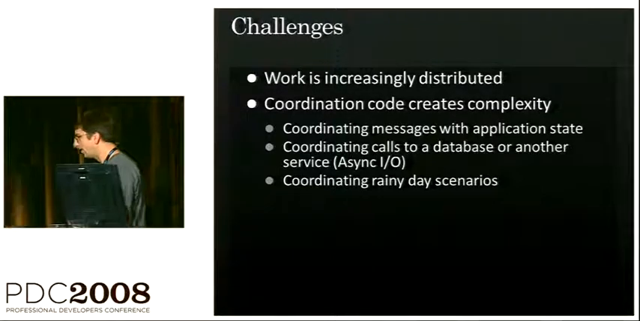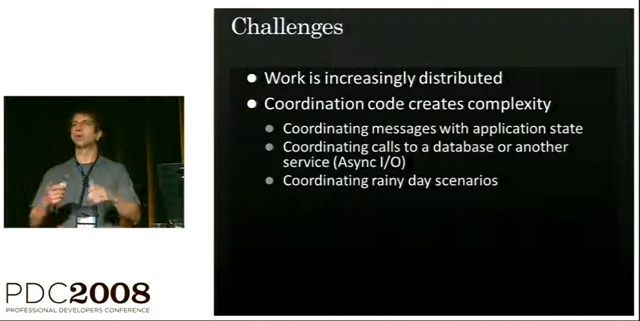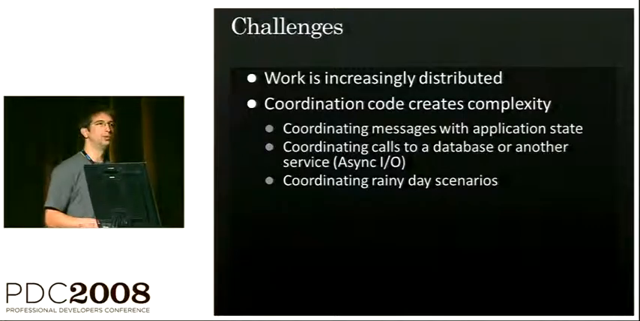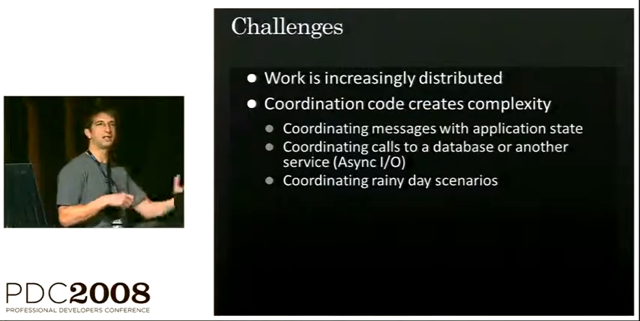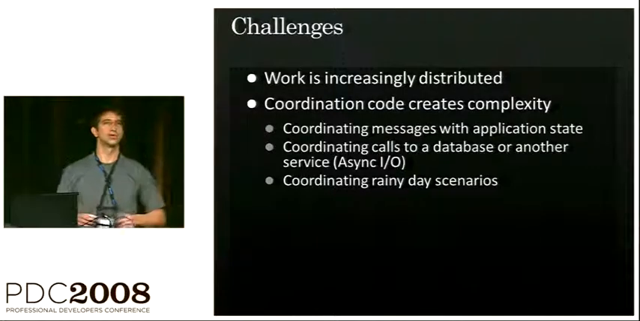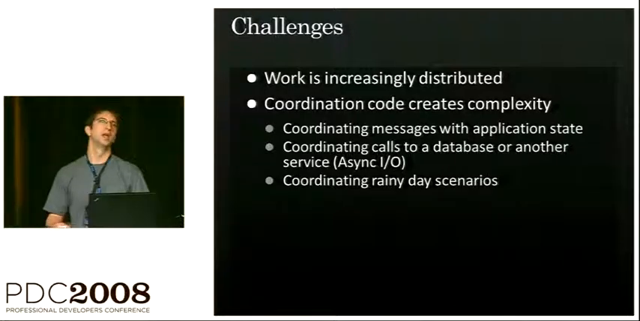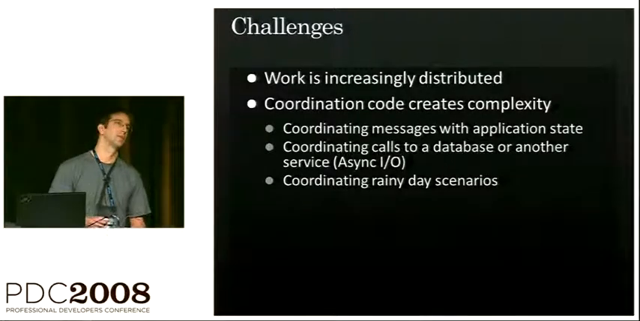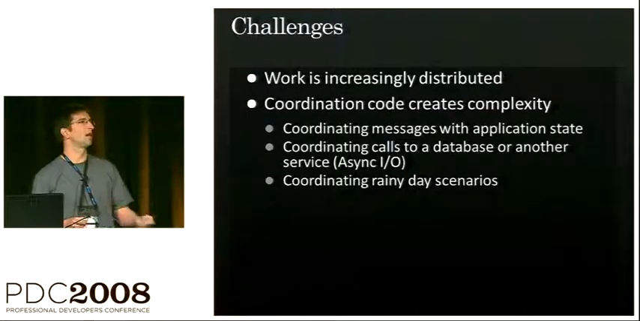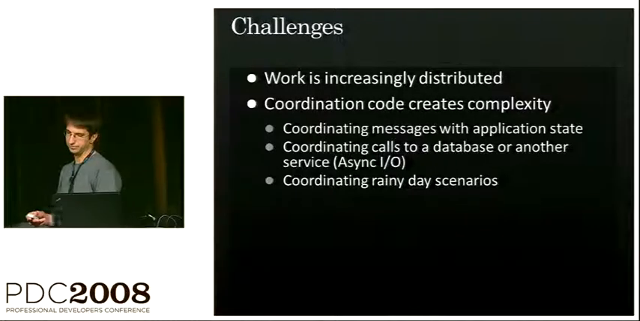coordinate rainy day scenarios is transactions, right? But as work gets more and more distributed, as work takes longer to do, as work crosses trust boundaries, transactions apply less and less. You're not going to be able to hold a lock on somebody else's resource. You're not going to be able to hold a lock for a really long time. And so we end up coordinating messages that facilitate cancellation, messages that facilitate compensation on other services, on our own service contracts.